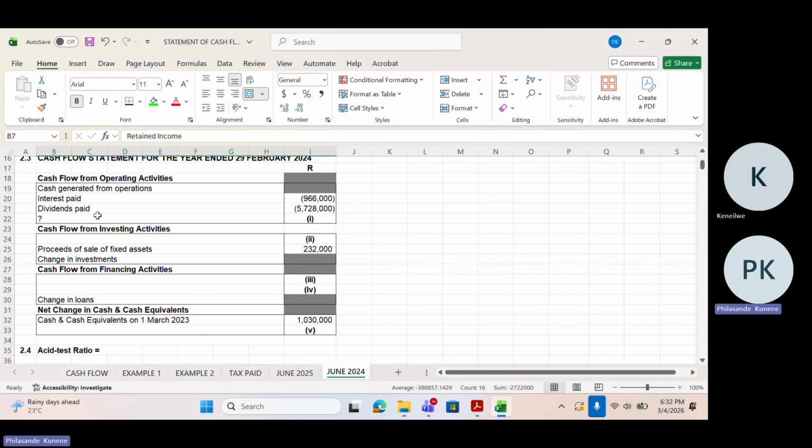So if I go to my cash flow statement, you can see here, I'm going to have what? My taxation paid or tax paid. That's what I need to calculate. Okay. Income tax paid on all of that. So now we need to find out how much we are going to calculate here.